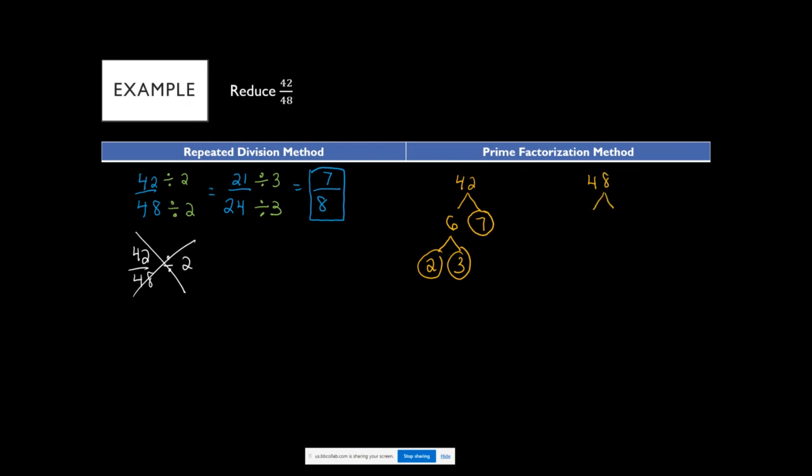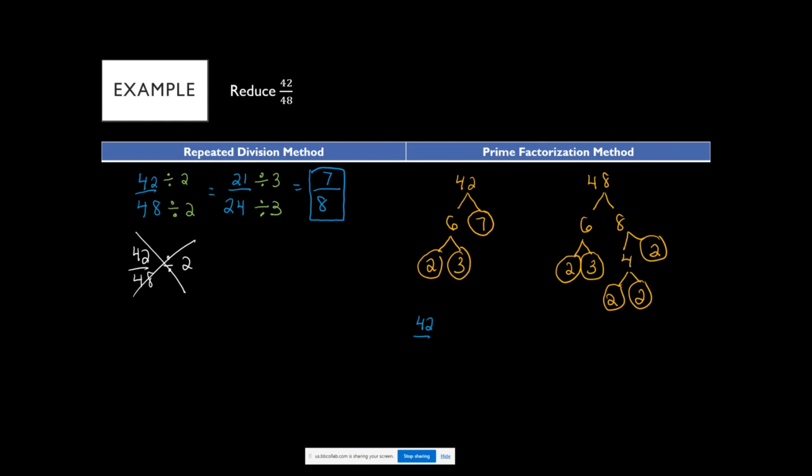48, which I know is 6 times 8. 6 is 2 times 3. 8 is 4 times 2. And then 4 is 2 times 2. So you're kind of breaking these up as far as they can go. And once you've done that, then you rewrite your fraction.